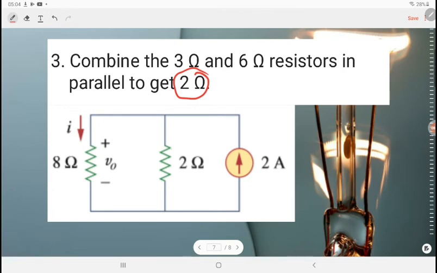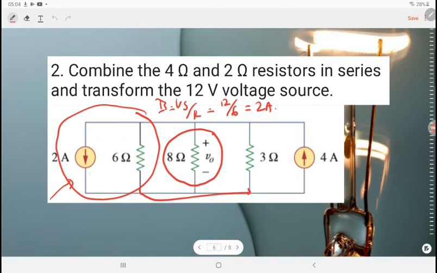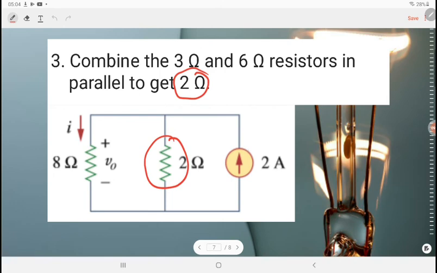Now we have 2 ohms in parallel with 8 ohms. At the same time, the two current sources can also be combined together. When we combine 2 ampere and 4 ampere, it becomes 6 ampere. By looking at this circuit, this is the simplest circuit that we can get by using source transformation.